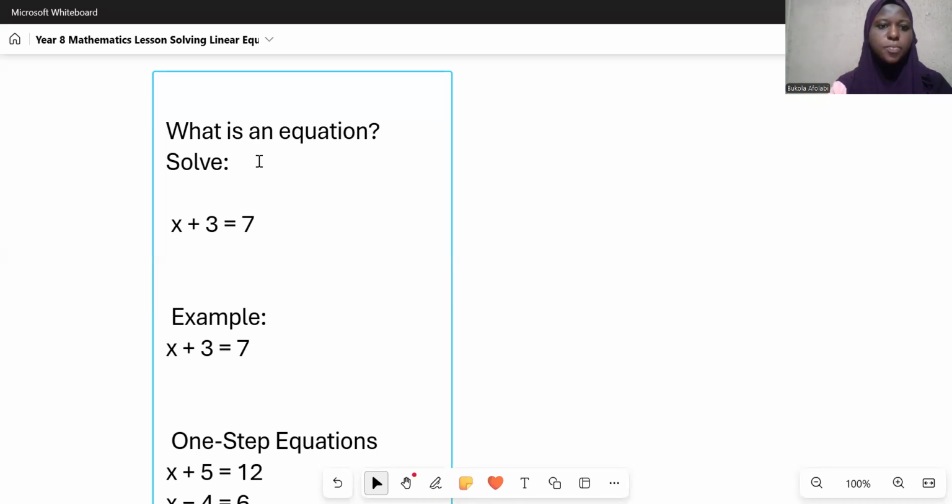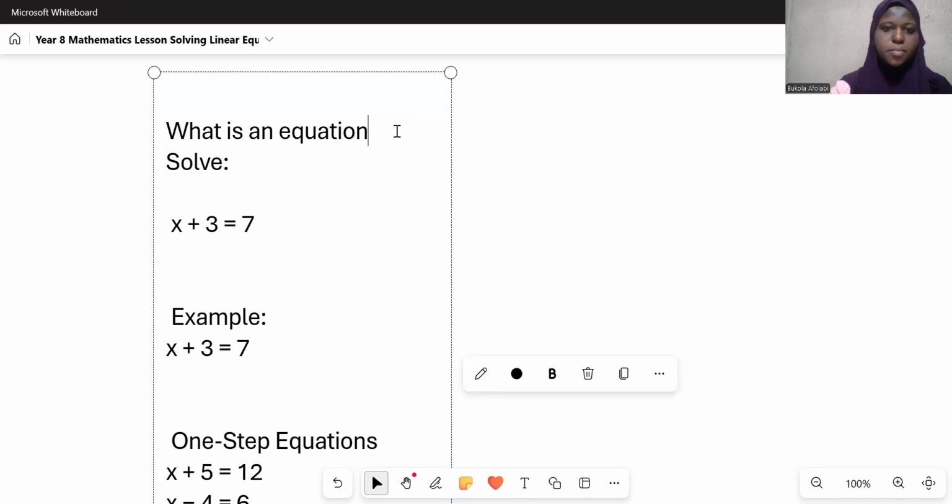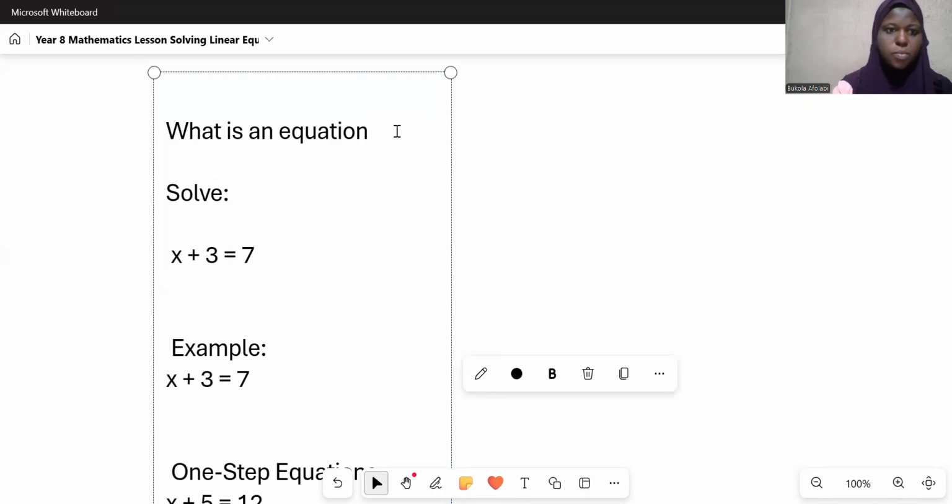What's an equation? An equation is like a balance. What you do to the left side, you do to the other side. Equation equals balance. What you do to the left, you do to the right. So now let's take this example.